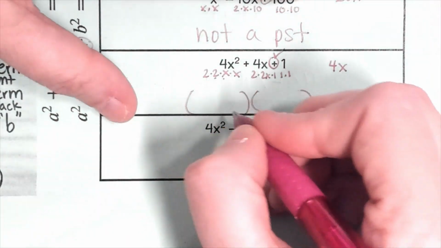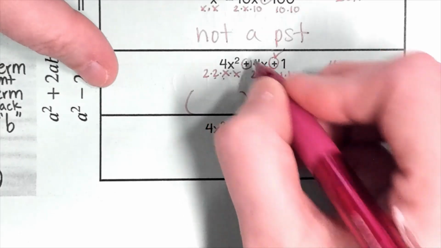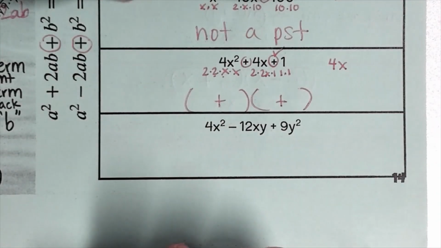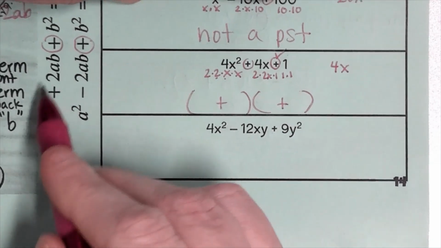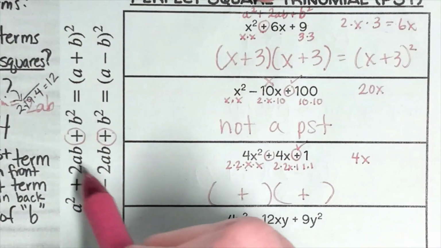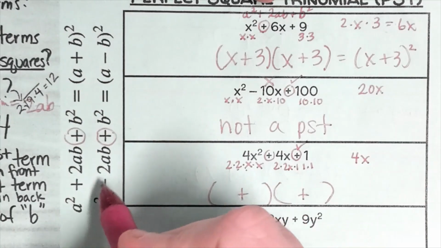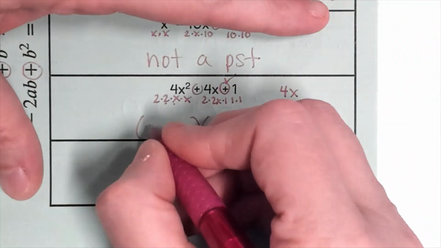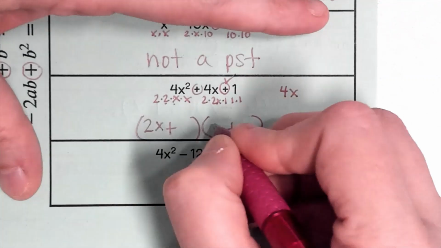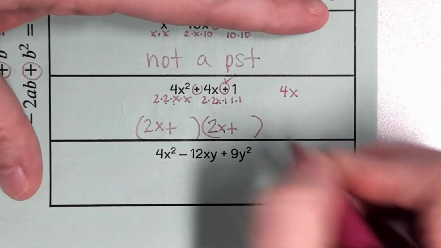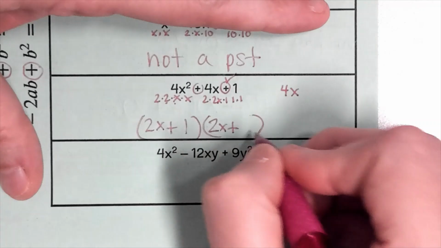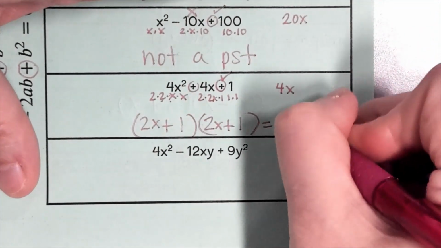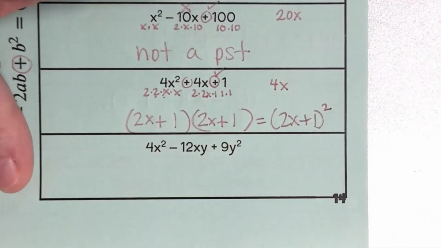First of all, I see that this is a plus, so I'm going to put a plus inside each of them because they are both pluses, and you can see that here. When this term is positive, I put a plus in the middle. When this term is negative, I put a minus in the middle. I'm going to take the square root of the first term, 2x, and that goes in the front. I take the square root of the last term, 1, and that goes in the back. It's a perfect square trinomial because I can write it as a perfect square.